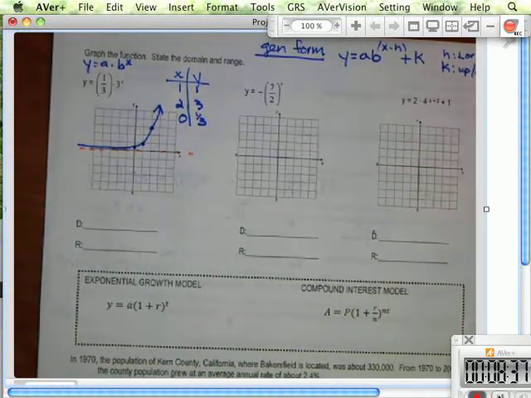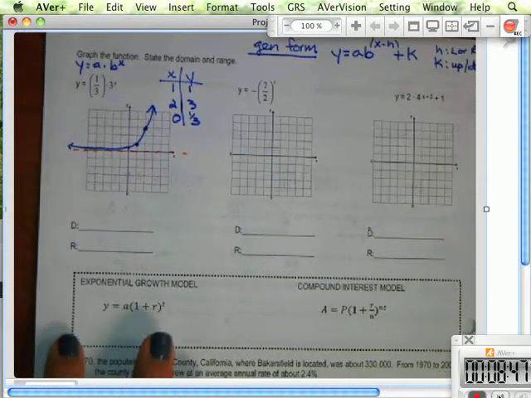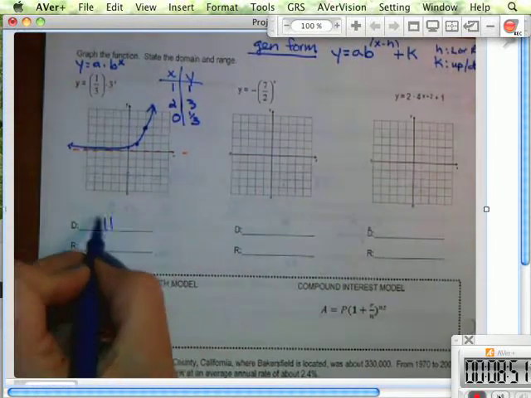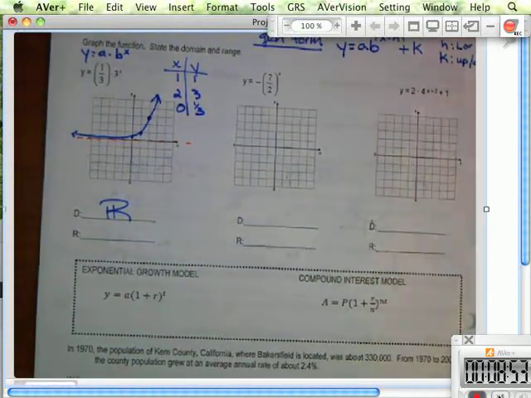Okay. So let's talk about the domain. What could x be in this graph? Remember, it just keeps going this way, and it keeps going. I should put an arrow here. It does go this way. X could be anything. X could be any real number. The domain is any real number.